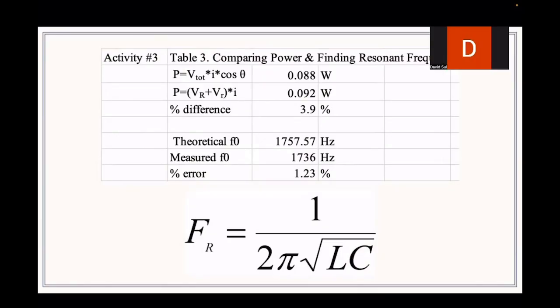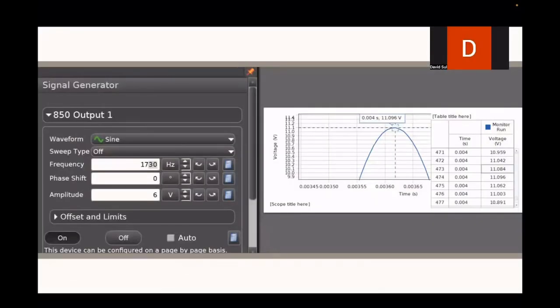Experimentally, we tried to find the frequency with the highest voltage, because at resonance, the impedance would be the lowest, which means that the current of the circuit would be the highest. What that suggests is that the voltage would also have the highest amplitude at the resonant frequency.